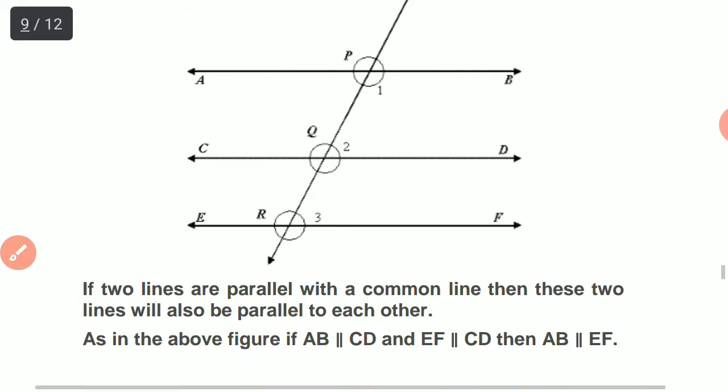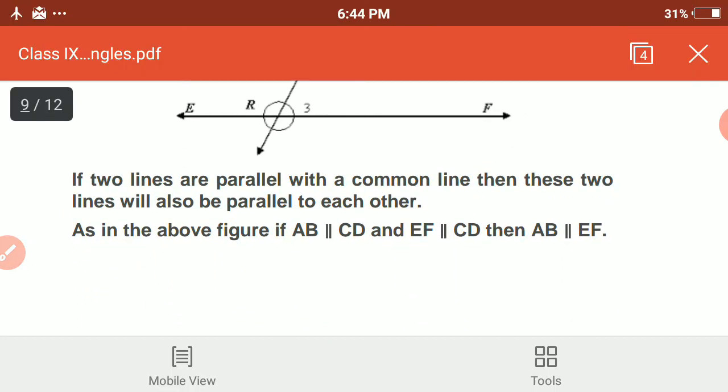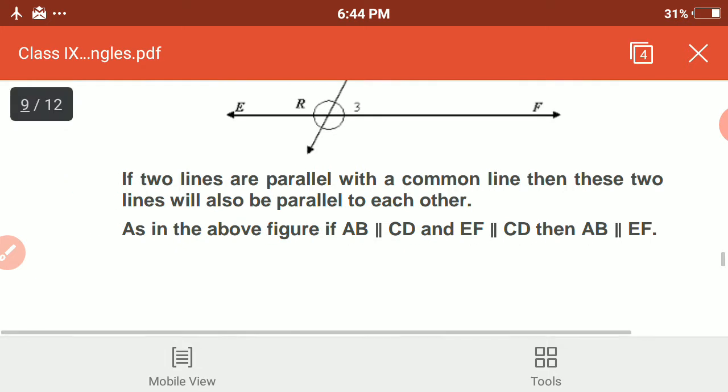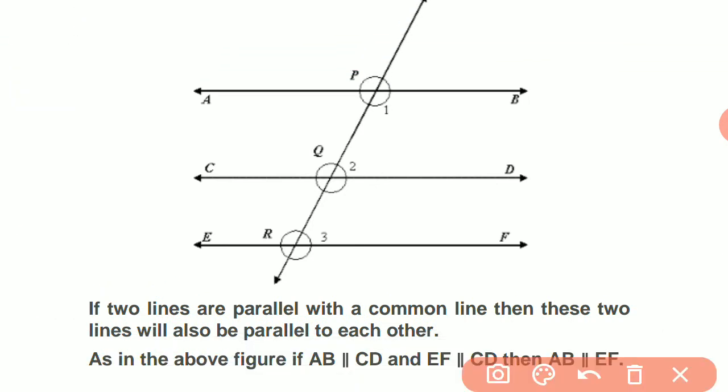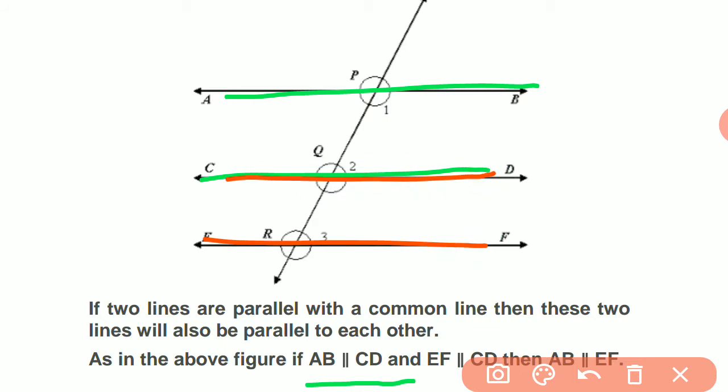So we can say that if two lines are parallel to a common line, then these two lines will also be parallel to each other. And in the above figure, AB is parallel to CD, and EF is parallel to CD, then all three lines will be parallel to each other.